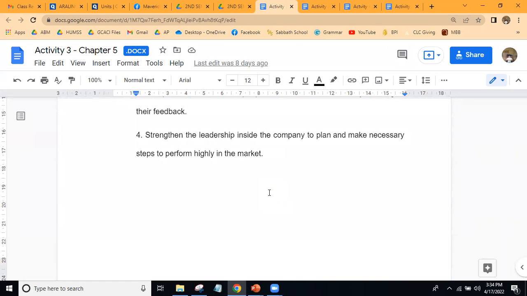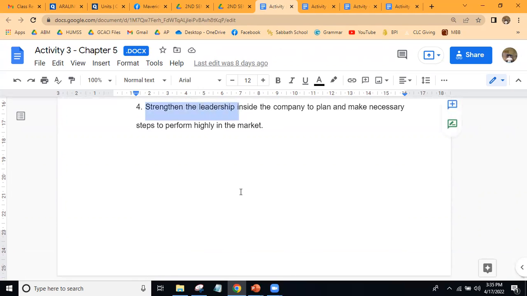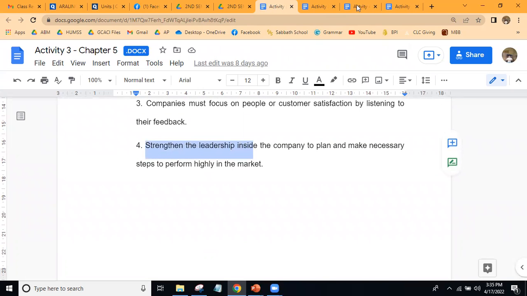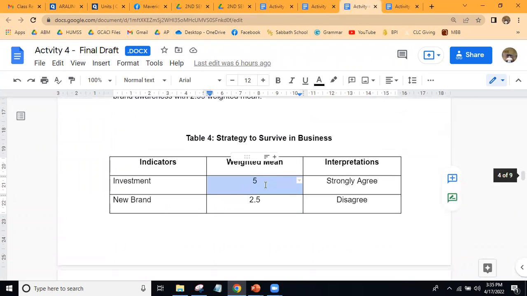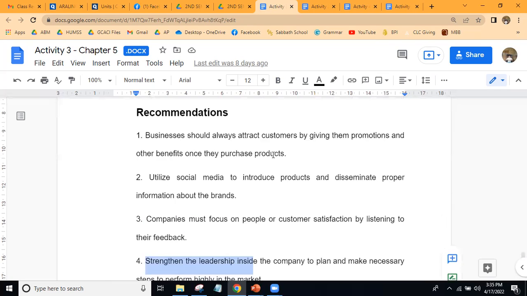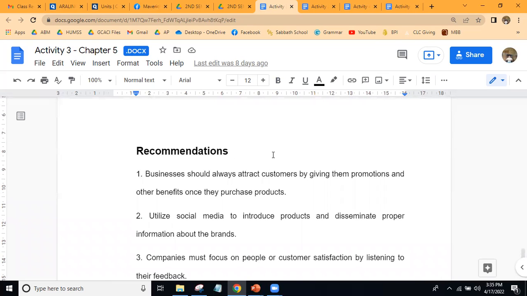Okay? And then strengthen the leadership. Ito medyo mali, no? Kasi dapat ang ilalagay nila dito. So, nagkamali rin tuloy sila ng recommendation kasi dapat ay investment ang mauna. Kasi investment ang medyo mataas ang score. Ayan. So, dalawa ang kanilang magiging mali. Kaya make sure na ang ating conclusion ay talagang based on the highest score na ating nakita sa ating survey.